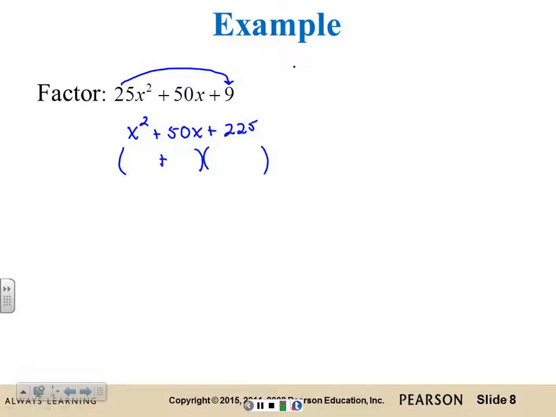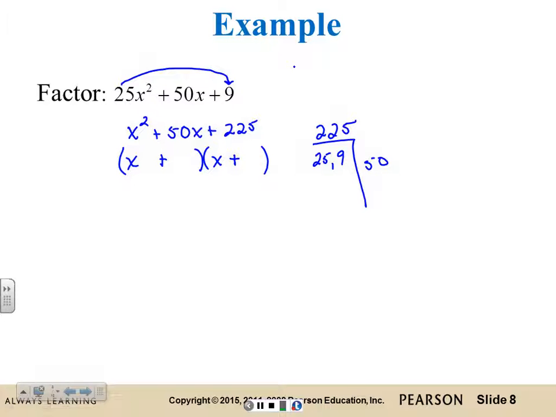Our signs are going to be plus and plus, and then we're going to think square root of x squared is going to be x. What can I multiply together to get 225 but add, because the signs are the same, together to get 50. So let's think about this. To get 225, we did 25 and 9. Well, that's not going to give us 50. In fact, we fall way short. So let's see if we can find something else.